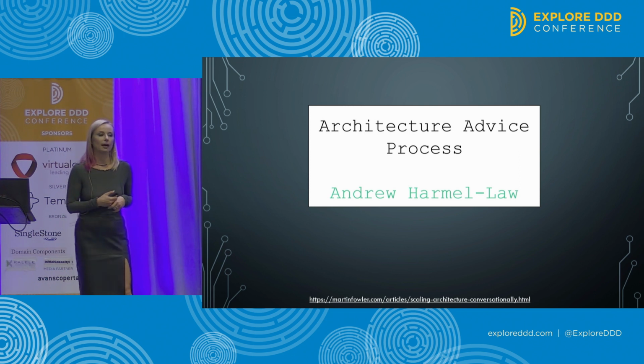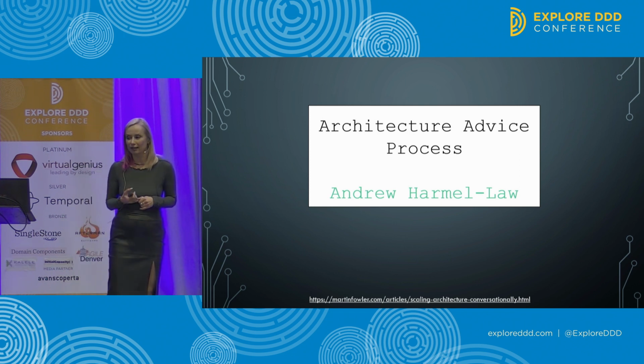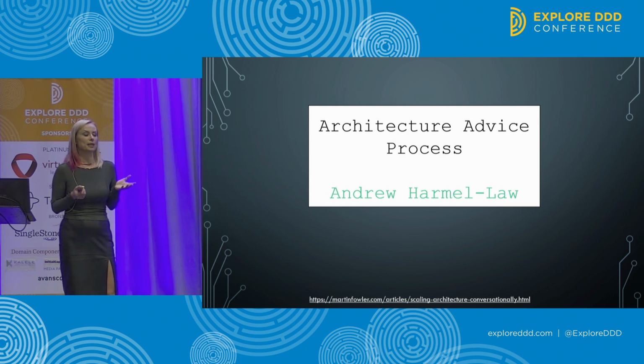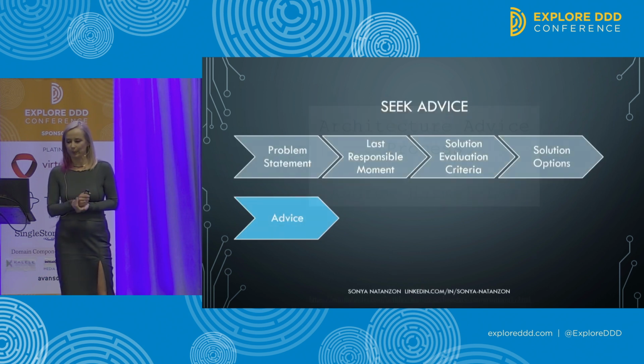And what I described here is not my invention at all. This is the Architecture Advice Process by Andrew Harmel-Law, who, if he doesn't have a book out yet, I know he will soon. I do highly recommend you look into it. There's a lot more to it. This is just a super condensed version of it. I like it because it keeps the agency of decision-making with the architect, but it does force you to actually look around for that advice.